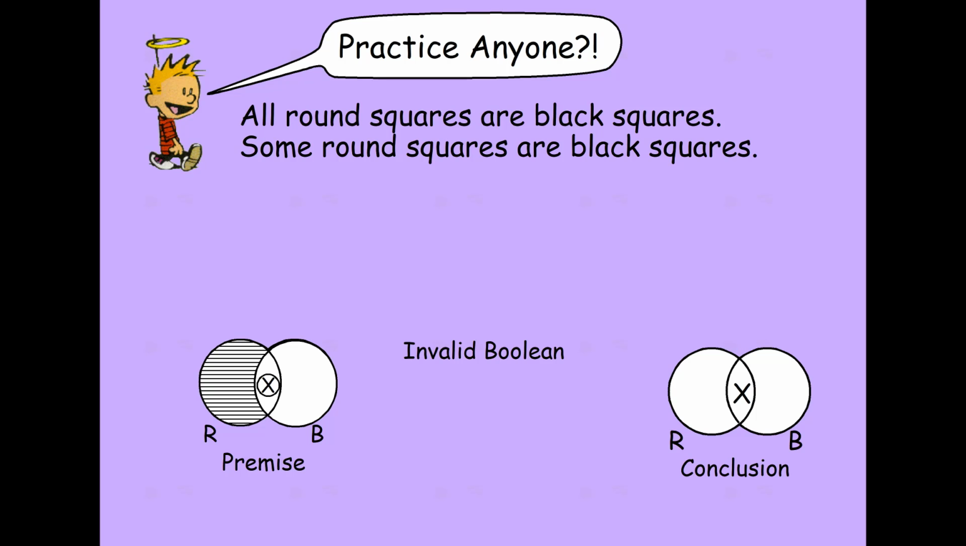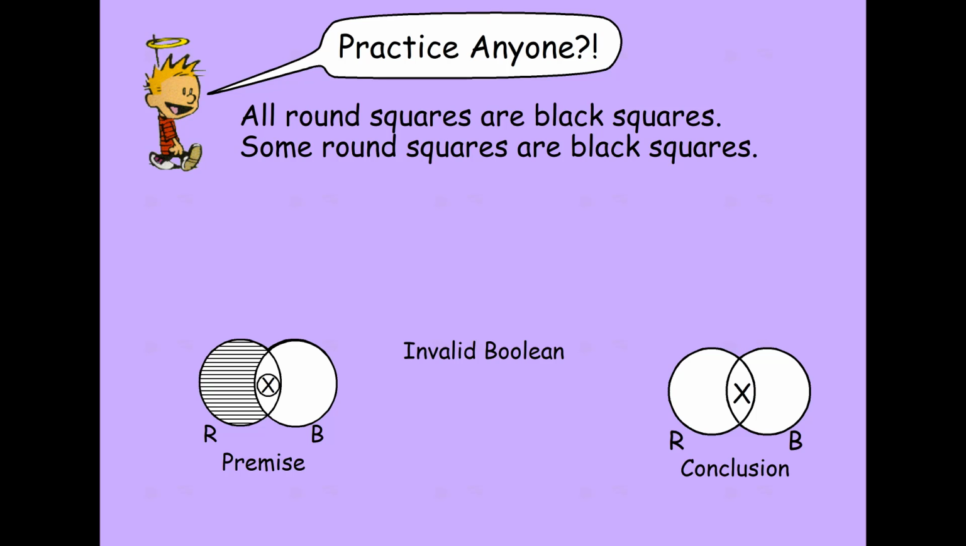Now I'll test for Aristotelian validity again. And I'll look at my conclusion. I need something that is both an R and a B. There has to be at least one thing guaranteed to guarantee my conclusion is true. Now I look at my premise diagram. If my premise is true under the Aristotelian assumption, then there is something guaranteed that is both an R and a B. So it looks like the argument is valid.